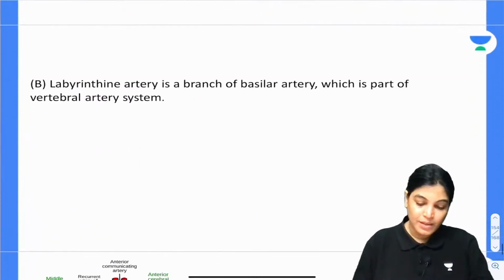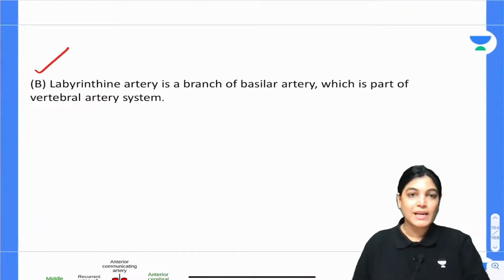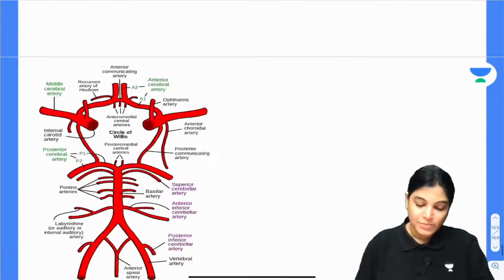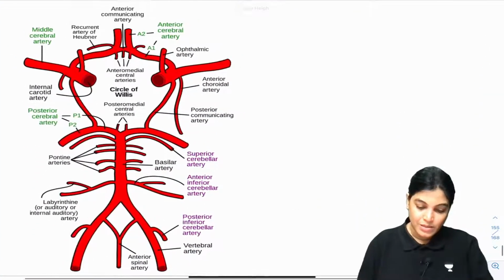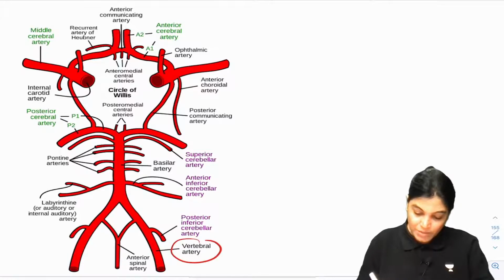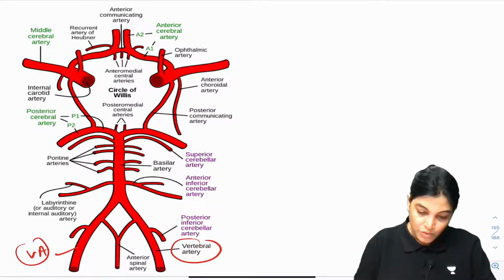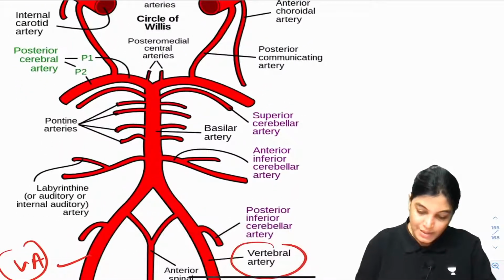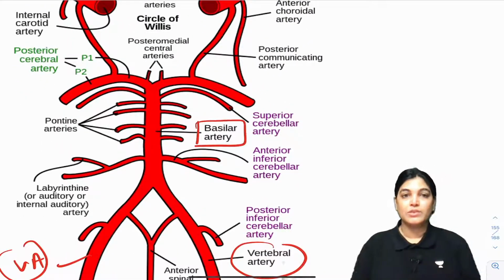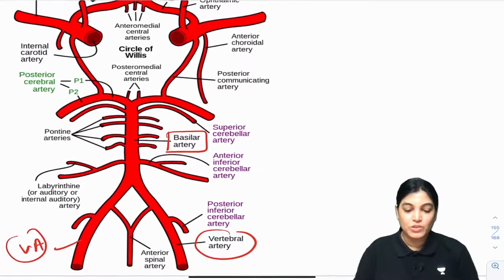Now, see here. The labyrinthine artery is a branch of the basilar artery, which is a part of the vertebral arterial system. I will just enlarge this image. You can see the two vertebral arteries joining, and this will lead to the formation of the basilar artery.